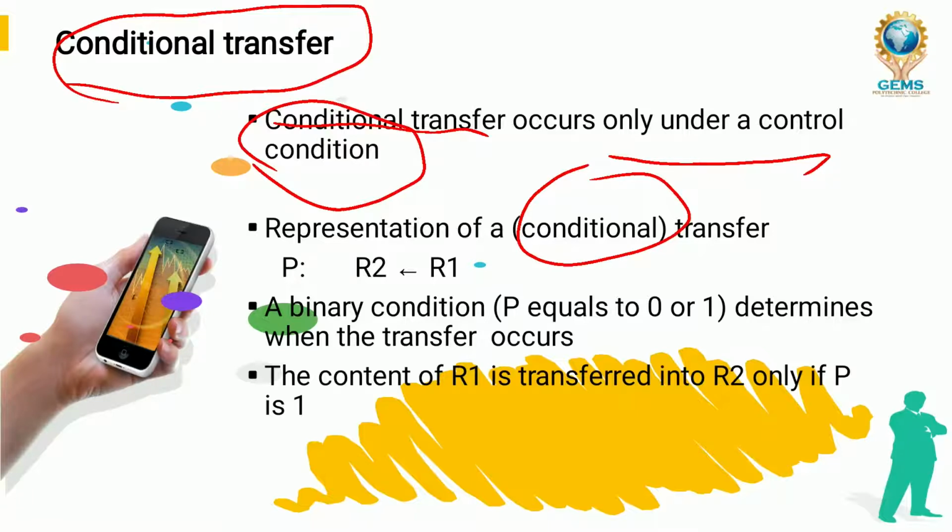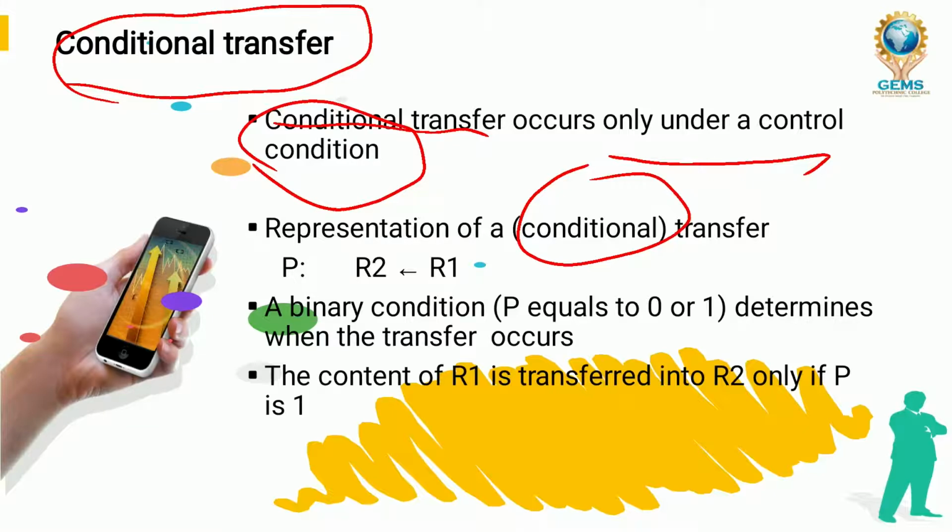And as for the topic, we have to discuss the conditional transfer. We know about the transfer, but what is the conditional transfer? The data will transfer when a condition is satisfied. You are putting some condition. If the condition is satisfied, then data will transfer. That's why conditional transfer occurs only under a control condition. That means satisfying a condition, then this operation will be performed.